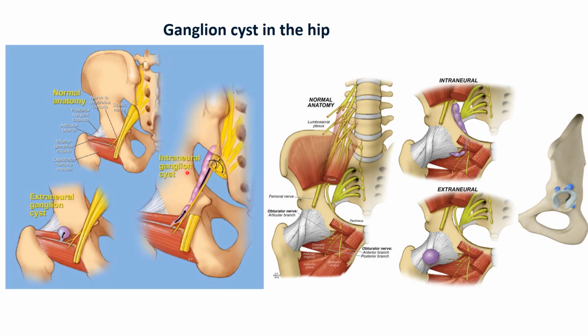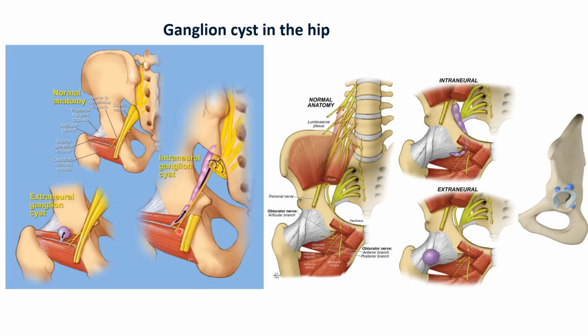Any of those ganglion cysts can cause compression on the nerve and the tissue around it, which could cause some type of pain. It is also shown right here, around the pelvis area, and this is the front of the hip capsule, which shows another possible location of the ganglion cyst.